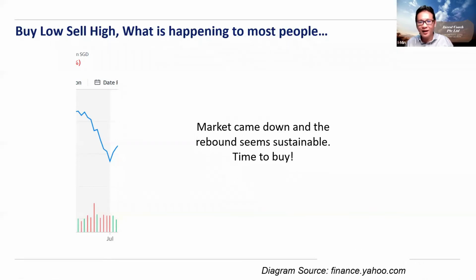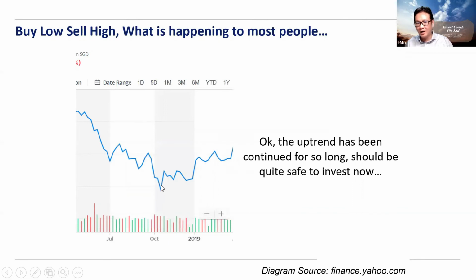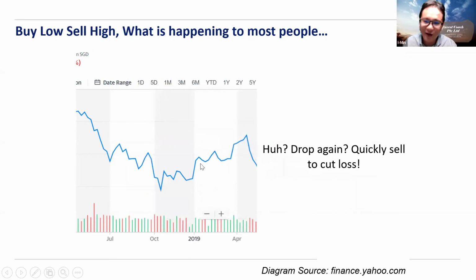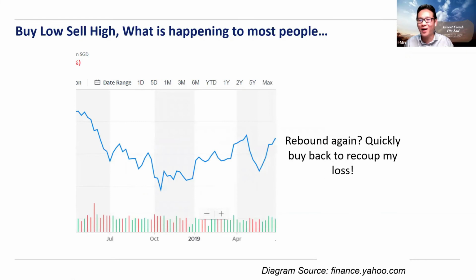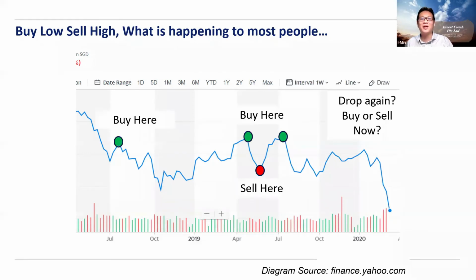But in actual fact, what is happening? The market came down and rebounded. There's a rebound, seems sustainable. People are like, oh, quickly buy. But then it came down. Oh, okay, I'm not going to trust this rebound. Let's wait a bit more to see. Then the uptrend has continued for so long, should be quite safe right now. And after you buy, what happened? Oh dear, it drops again, quickly sell to cut losses. And after you sell, rebound? Quickly buy to recoup my loss, and it drops again. I'm quite sure, especially for those who actually try to do this, you end up buying high and selling low.